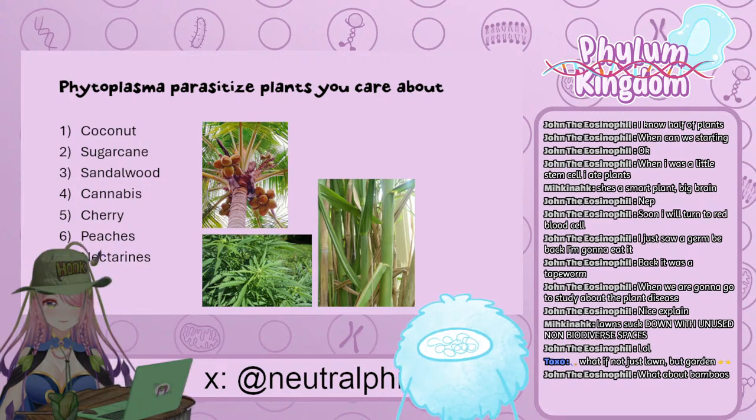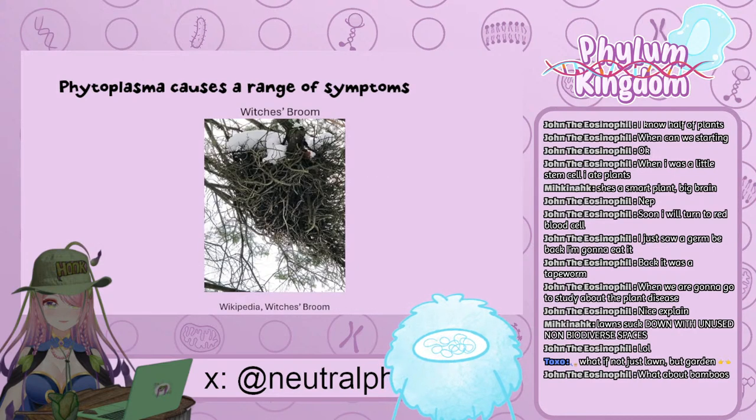So phytoplasma, these pathogens that pathogenize plants that you care about, they cause all these interesting symptoms. I've never looked at a sick plant before, so getting to learn about what sick plants look like was actually quite interesting. They cause a range of symptoms, one of which is witch's broom. And Nep, can you explain to me what we're actually seeing here in witch's broom?